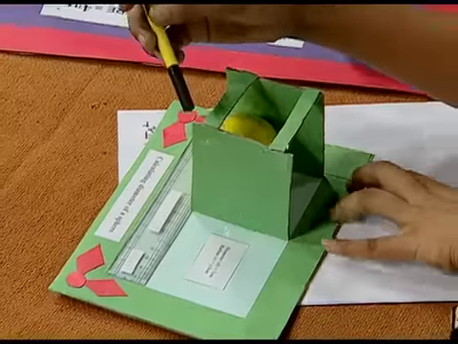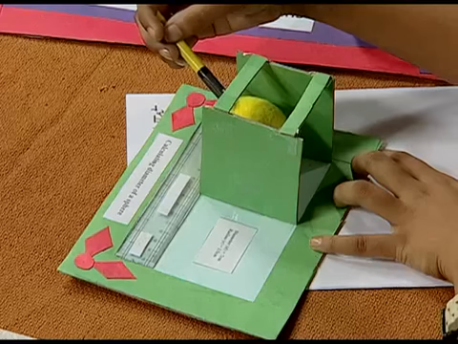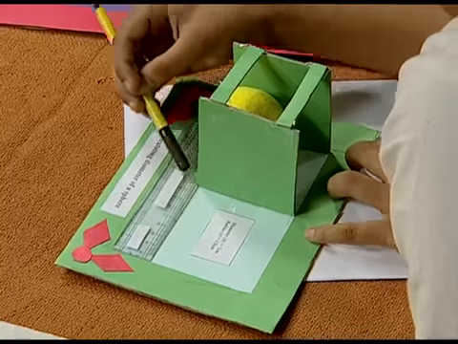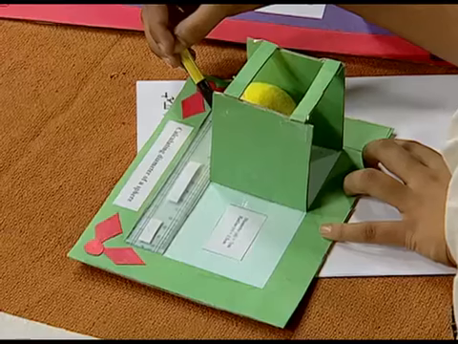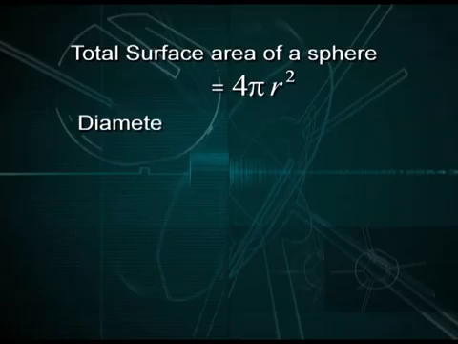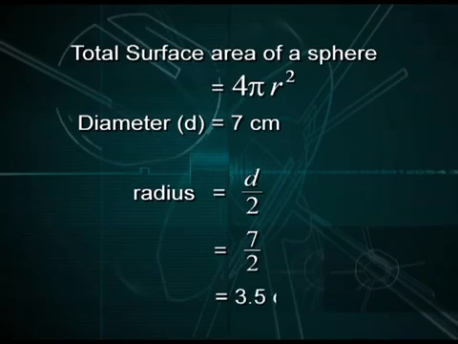As we can see in this model, we have placed two cardboard pieces parallel to each other and in between is a sphere, and this is the scale. The distance between these two cardboard pieces, as we can see, is nothing but 7 centimeters. So, diameter, let us denote it with D, is equal to 7 centimeters, and as I have told you before, radius is equal to half of diameter, which is equal to 7 by 2, which is equal to 3.5 centimeters.